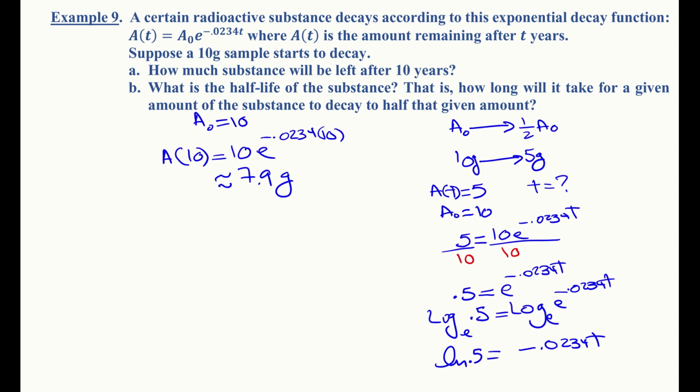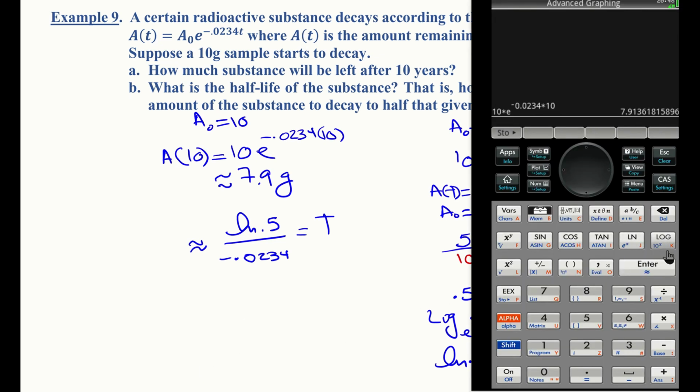All right, so let me continue over here. So we get t is equal to ln of 0.5 over negative 0.0234. And we go ahead and plug that into a calculator to get the approximate halving time, sorry, I said doubling time. How long it takes for it to go from one amount to half that amount. I was still stuck on the previous problem.